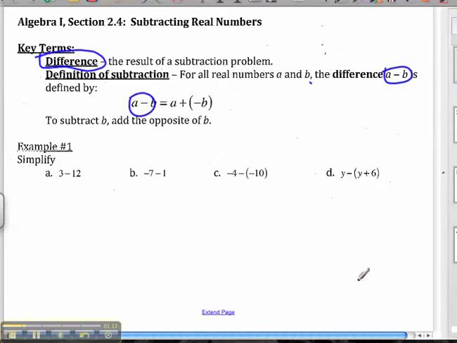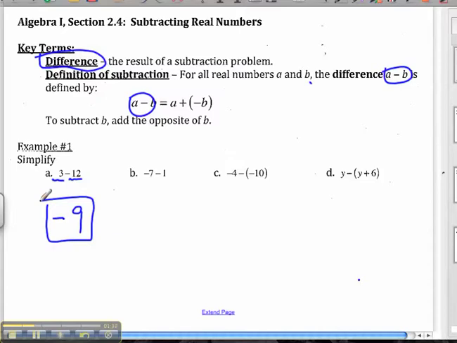Eric said he wanted to do this one because he had it already. Eric, how many terms? 2. What are they? Positive 3 and negative 12. When I put 3 positives with 12 negatives, what am I left with? Negative 9. All right, excellent job.